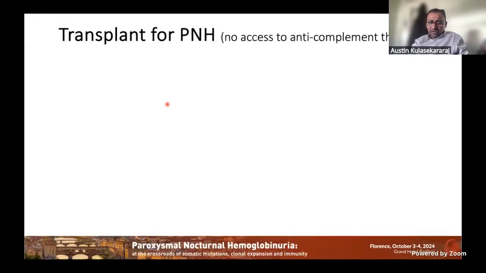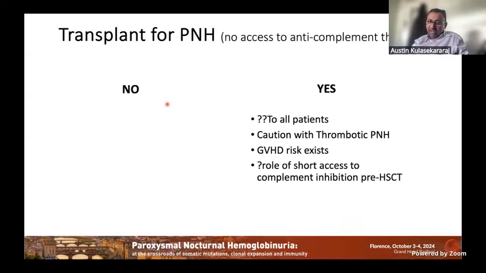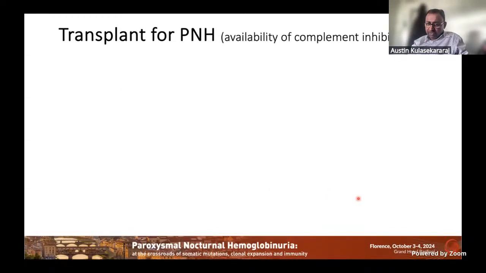So if you do not have access to anti-complement therapy, will you consider a transplant? I would say yes. Obviously, caution in the cases with thrombotic PNH, GVHD risk exists as well. If you can access a short period of anti-complement therapy prior to transplant to control their hemolysis and complications, you should do that as well if it's possible.